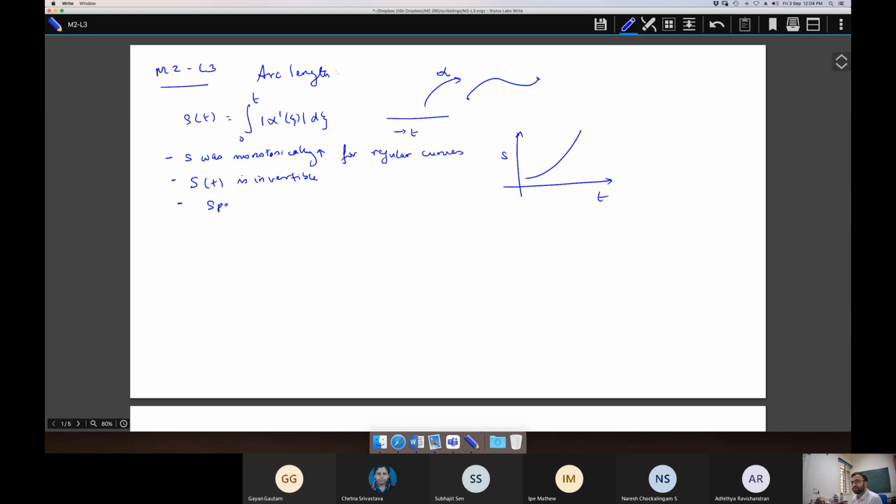And then the other thing we said was, directly as a result, the speed. We talked about the speed of the parameterization. So this was simply ds by dt. How much was this? Mod alpha prime. Everybody with me so far? Yes, sir.